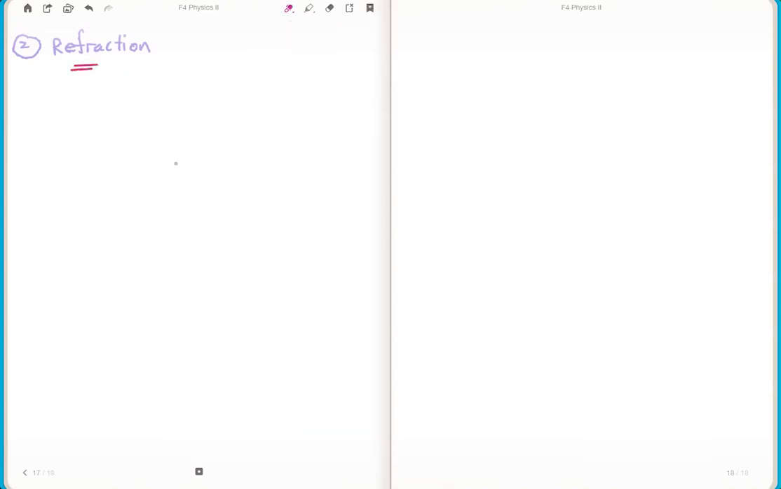Now, to give an example, let's say you have a tray, top view of a tray.